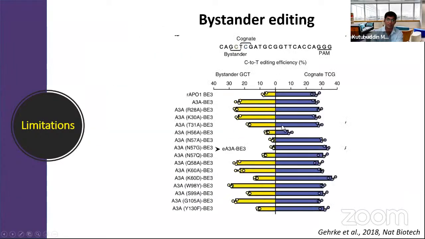So this problem has been recently resolved by Keith Zong's group from MIT. What they have done, you can see this is bystander editing, and this is the cognate that you want. So this is an engineered version of the base editor that has low bystander editing but high cognate or target editing. So if you have a motif like GCT, CG, this C would be edited in high amount, but this C would not be edited if you use this engineered version of base editor.